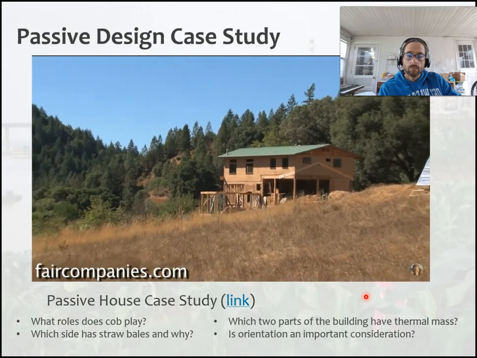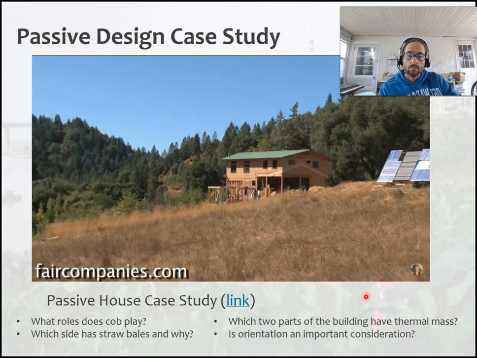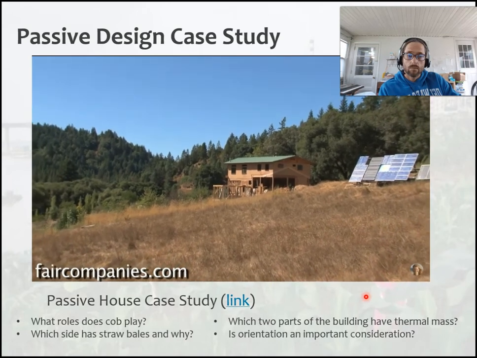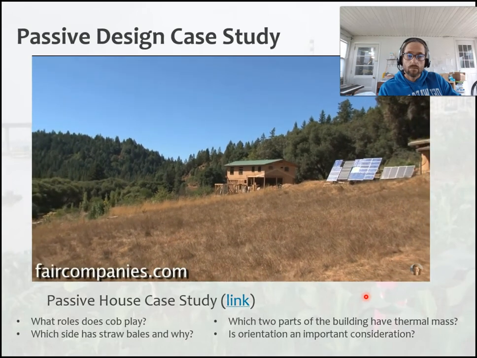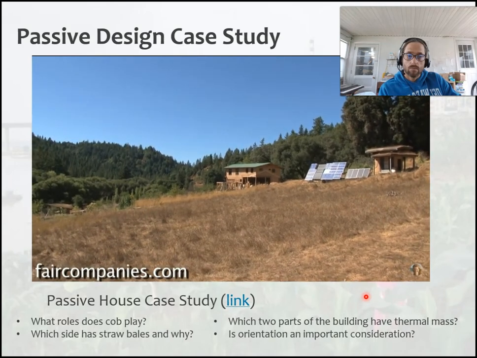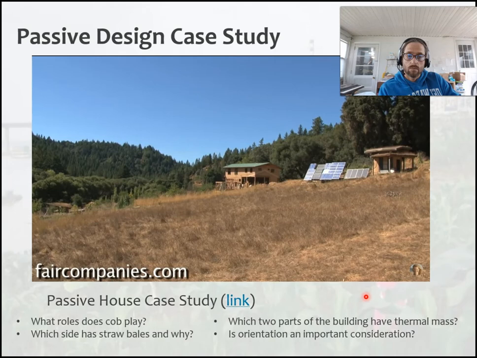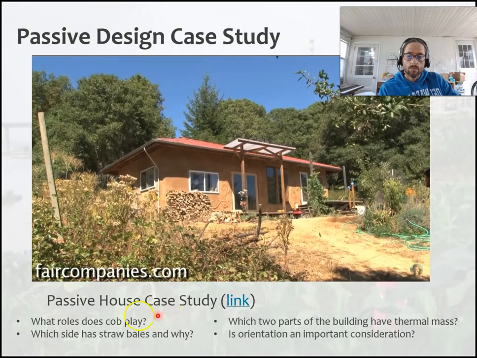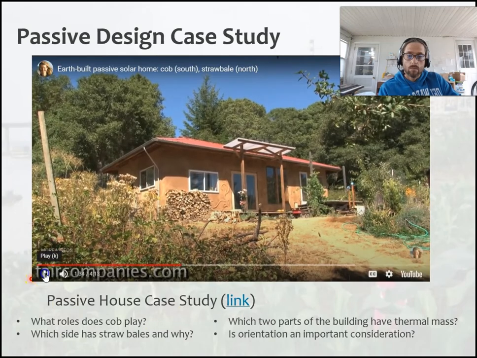So the cob can absorb the heat from the winter sun and re-radiate that into your building later to help warm it. That also makes sense because you tend to have most of your glazing, most of your windows, on the south side. And if you want a whole lot of windows on one wall, straw bale ends up being a difficult choice.